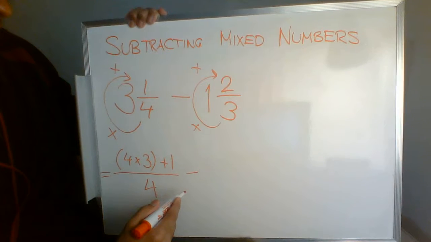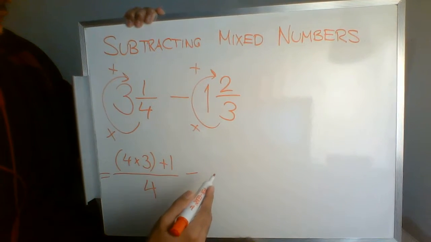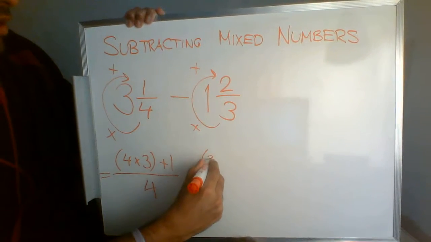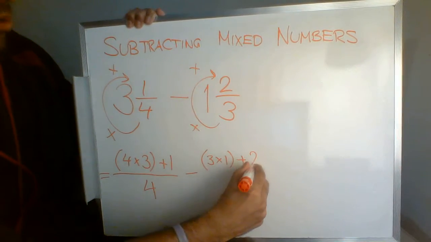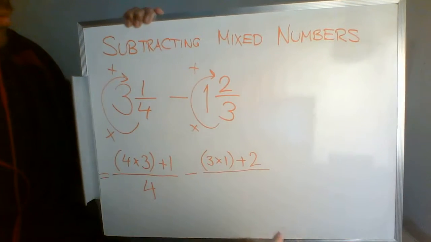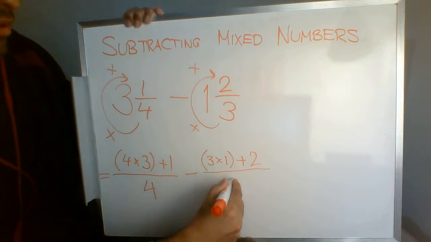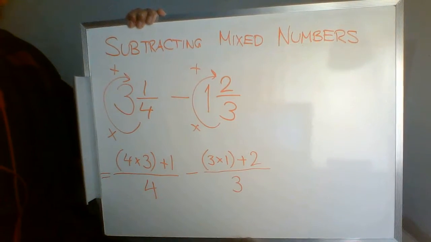And then I'm going to do the same process for the second fraction. So we've got denominator times the whole number, that's going to be 3 times 1, and then plus the numerator, which in this case is 2. And then that denominator of 3 comes along for the ride.